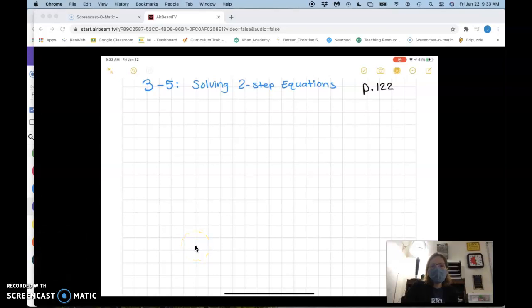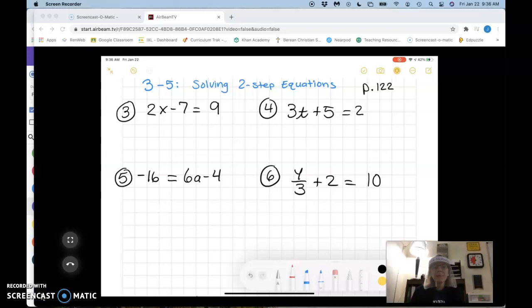All right, so today we are starting lesson 3-5, which is solving two-step equations on page 122 in your book. If you don't have your book, that's okay because I'm going to write everything down for you. But I am going to write some problems down and switch to my shield, and we'll get started. Good. Okay, so here are the problems we're going to work on today.